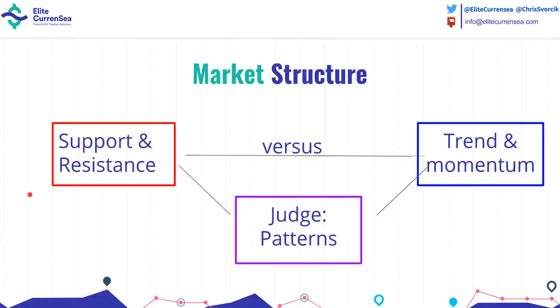The market structure composes of three things: support and resistance, trend and momentum, and patterns. These three things basically make up the market structure. So when I say market structure, I'm talking about these three aspects.